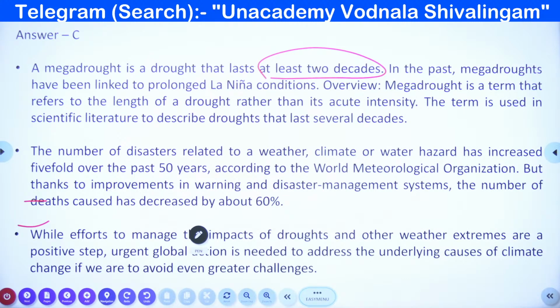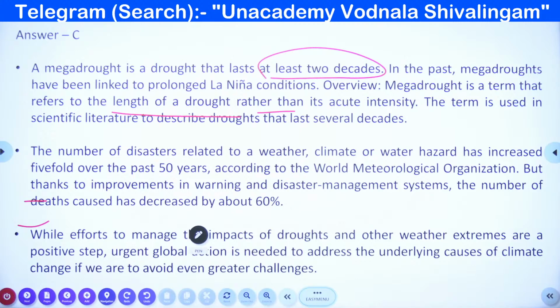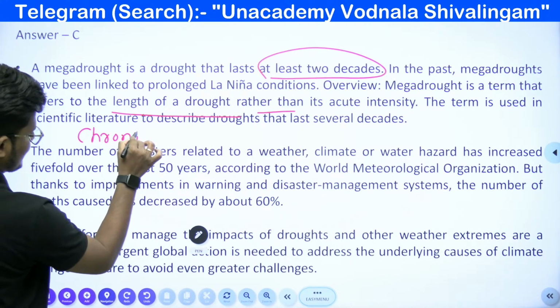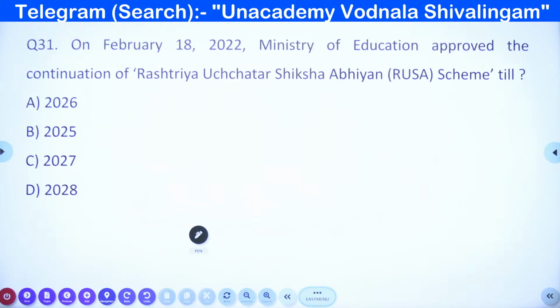This is a term which refers to the length of the drought rather than acute intensity. A chronic intensity rather than acute, the impact is going to be more, and it will last for a longer period of time.